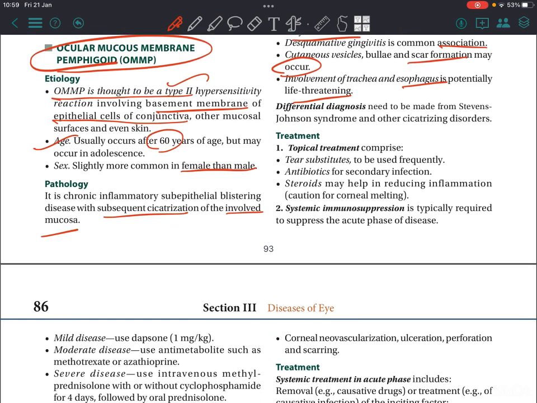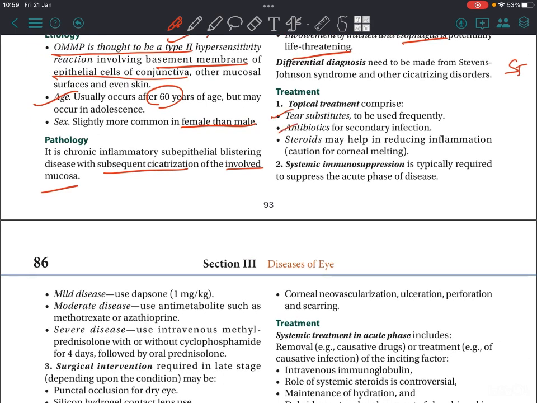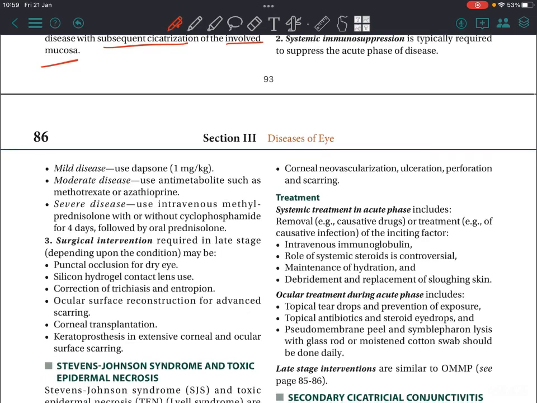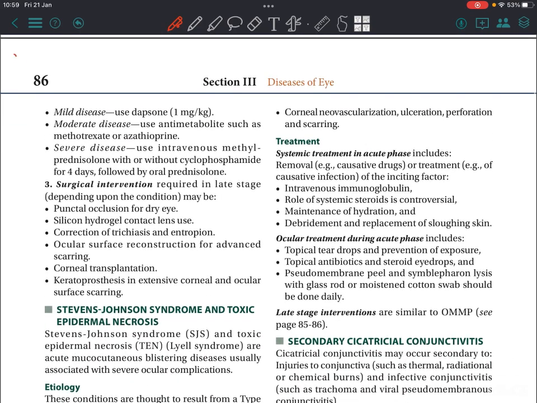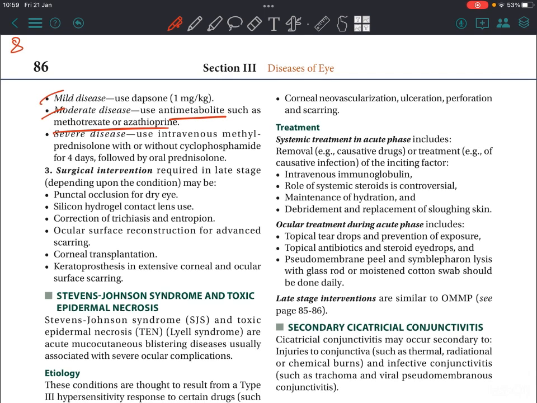Differential diagnosis needs to be made from Stevens-Johnson syndrome. And treatment: topical treatment comprises tear substitutes, antibiotics, steroids. Systemic immunosuppression is typically required to suppress the acute phase of disease. Mild disease uses dapsone, moderate disease uses antimetabolites such as methotrexate, severe disease uses intravenous methylprednisolone, etc.